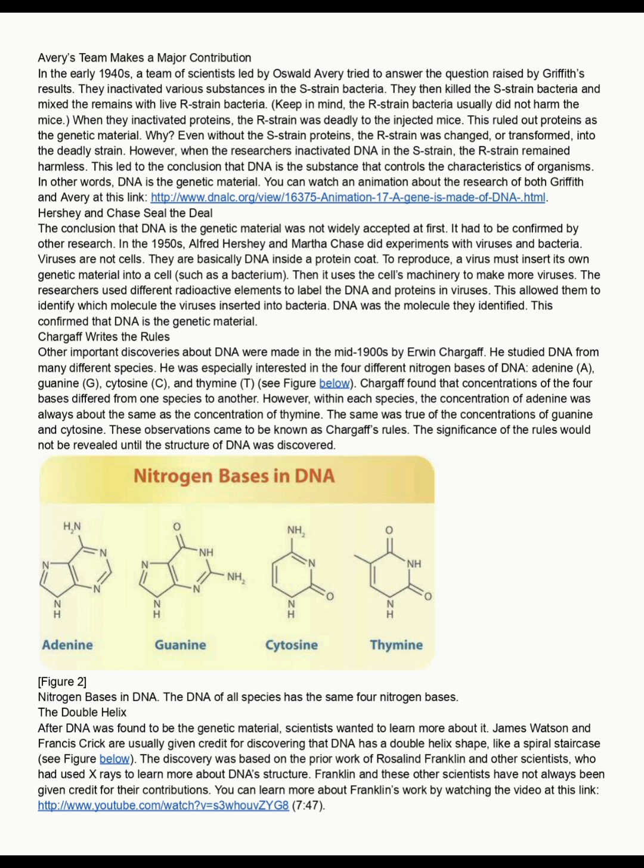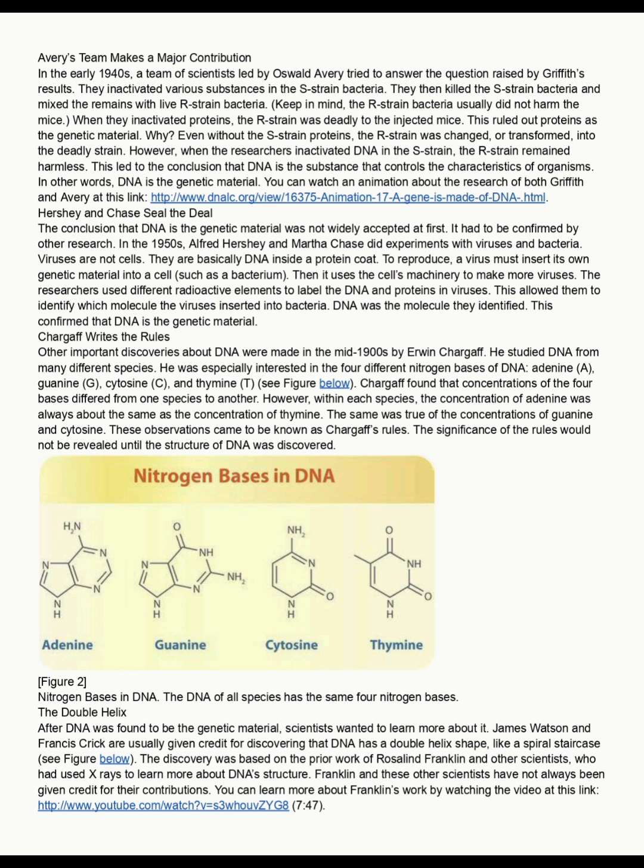The double helix. After DNA was found to be the genetic material, scientists wanted to learn more about it. James Watson and Francis Crick are usually given credit for discovering that DNA has a double helix shape, like a spiral staircase. The discovery was based on the prior work of Rosalind Franklin and other scientists, who had used X-rays to learn more about DNA's structure. Franklin and these other scientists have not always been given credit for their contributions.